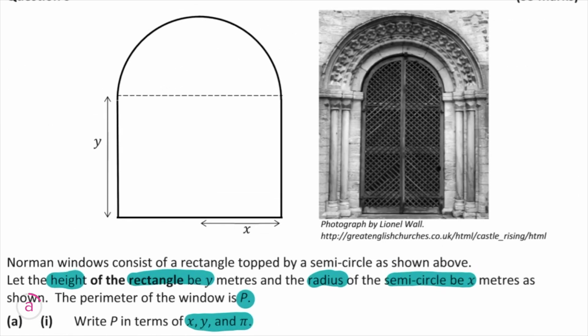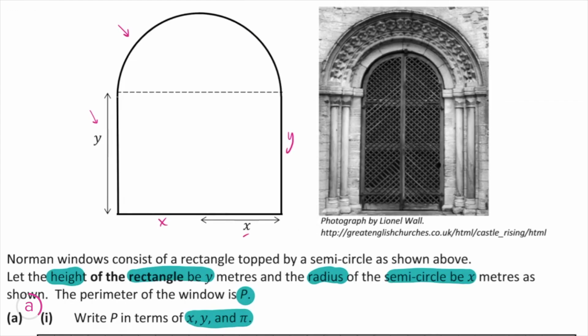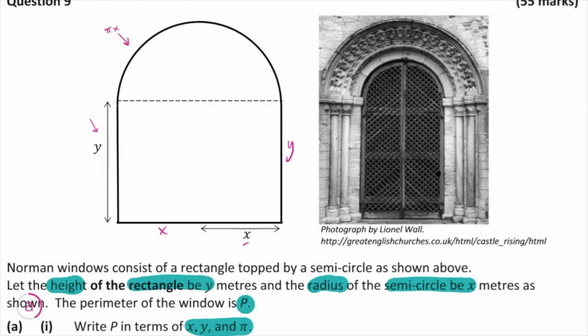Okay, so what we have here is y on the left and y on the right, and also 2x down here. So that takes up the rectangle part of the perimeter. Now what we need is half of the perimeter of a circle which has a radius x. In the log tables we can see that the perimeter of a circle is 2 pi r, because that's the whole circle, and we're only looking for the semicircle. We're going to need pi r, and because r is x, it's just going to be pi x. So the length of this arc is pi x.